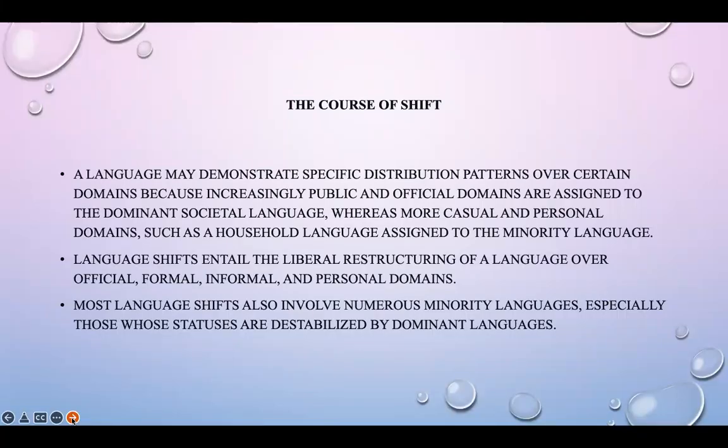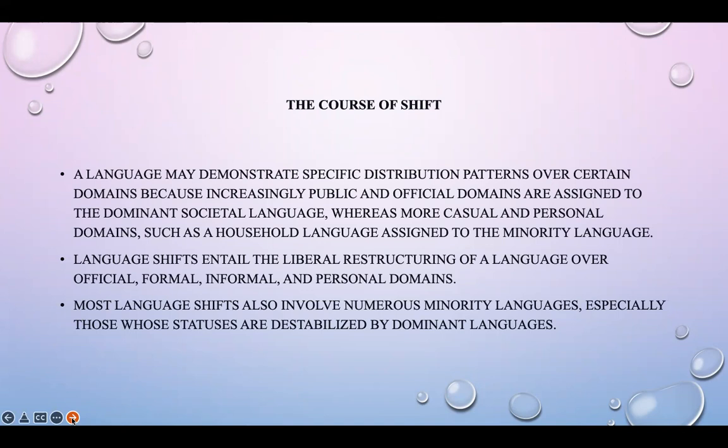Over the course of a shift, a language may demonstrate specific distribution patterns over certain domains, because increasingly public and official domains are assigned to the dominant societal language, whereas more casual and personal domains, such as household language, are assigned to the minority language. Language shift entails the gradual restricting of a language over official, formal, informal, and personal domains.